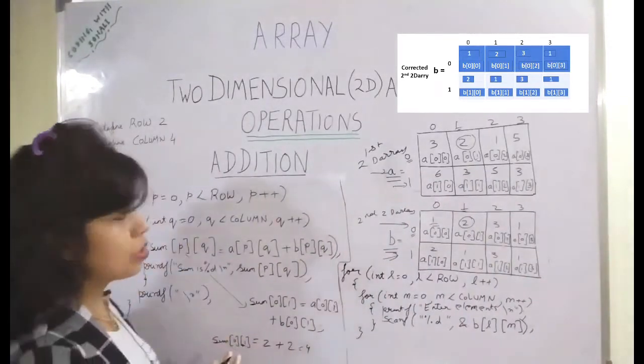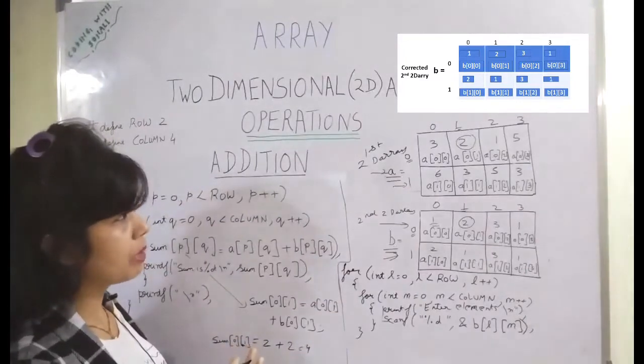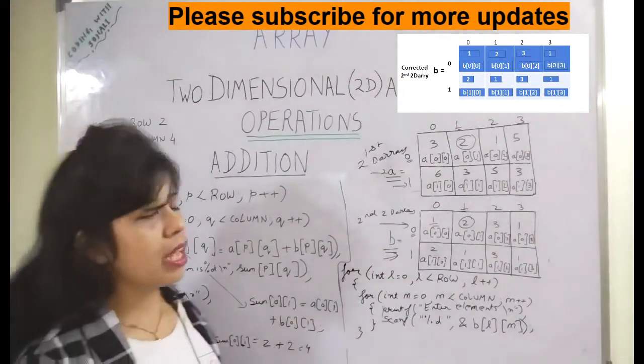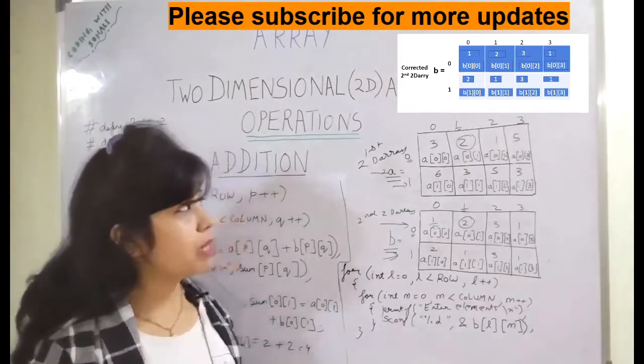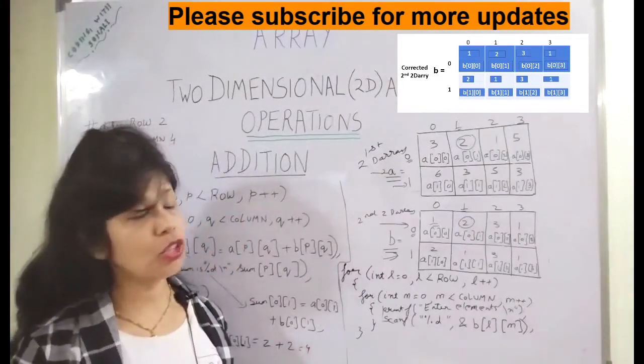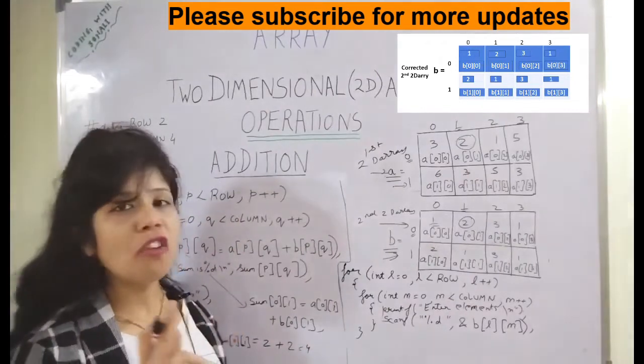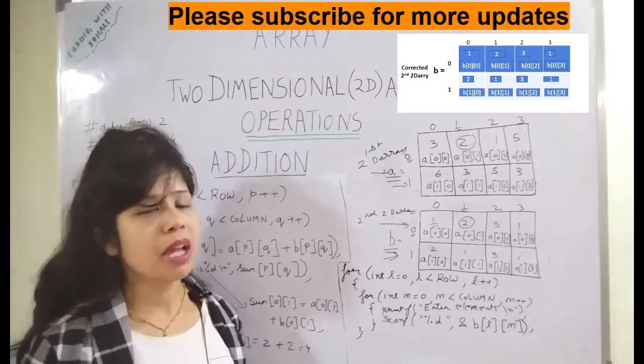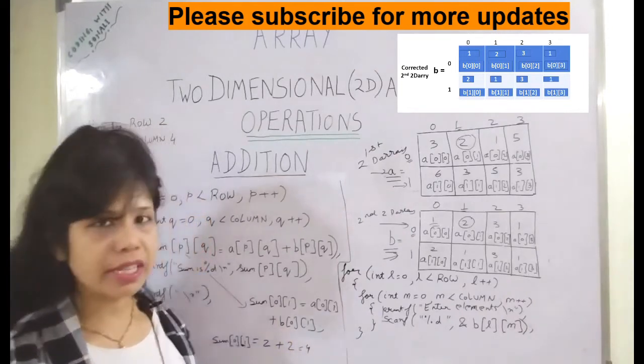So you understood the logic, mathematical operations on this 2D array, how to perform addition. And as I told you, what is a must when you are performing the addition operation, you have to keep in mind that the number of rows and the number of columns of the first 2D array should be the same as that of the second 2D array.